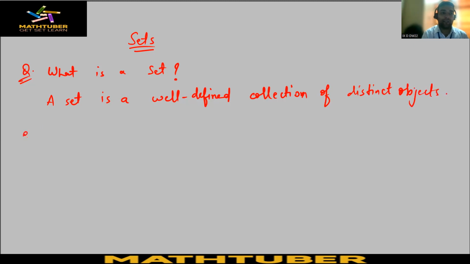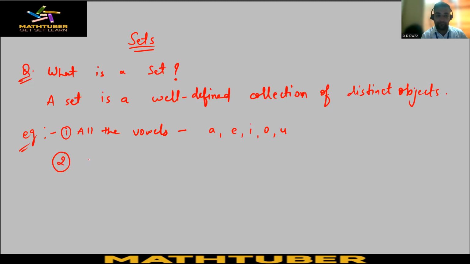Right. So for example, let us consider a collection of all the vowels. All the vowels in the English alphabet are A, E, I, O, U, right? So this is a collection of all the vowels, and it is well defined because if you ask anyone to form a collection of all the vowels, he or she will make the same collection. So it will be a set.